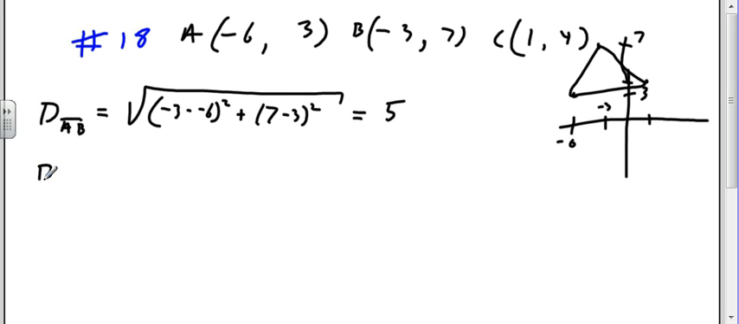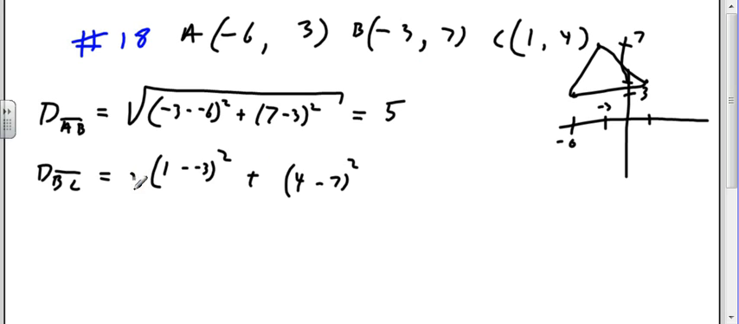And then we're going to look at the distance between B and C. So I got 1 minus minus 3 squared plus 4 minus 7 squared. And look at that, we got the same thing. We got a 5 again.